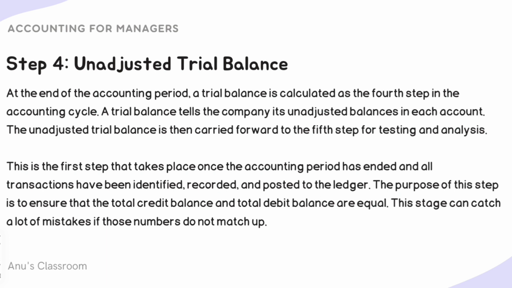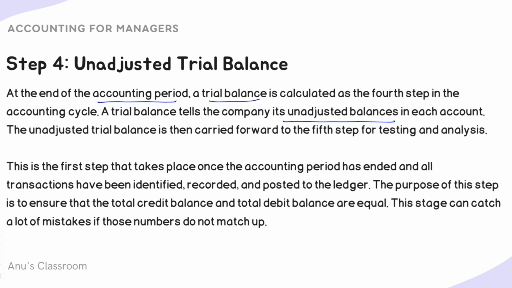After that, step 4 is adjusting of the trial balance. As we said, at the end of the accounting period, we create a trial balance, and the trial balance will tell the company about its unadjusted balances in each account. This unadjusted balance we carry forward to our next step, testing and analysis. For example, if we generated a lot of sales, then naturally our sales account will have a much higher amount of money than our expenses account. So there is a mismatch there. Now we have to balance it. How these things have to be adjusted, we will find out after preparation of this trial balance.